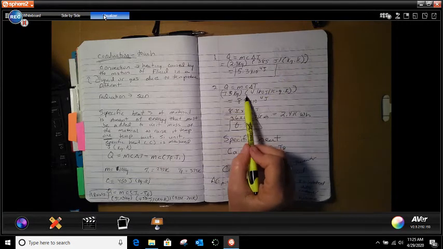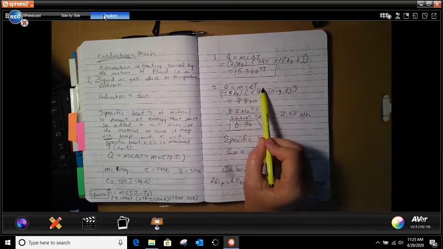Question number 2 says, an electric power company sells electric energy at kilowatt hour, where 1 kilowatt hour is 3.6 times 10 to the 6th joules. Suppose it costs 0.15 to run the electric heater. How much would it cost to heat 75 kilograms of water from 15 to 43 to fill the bathtub?